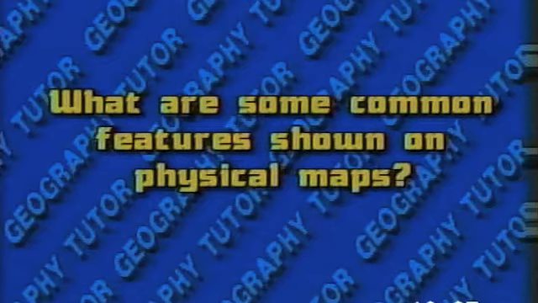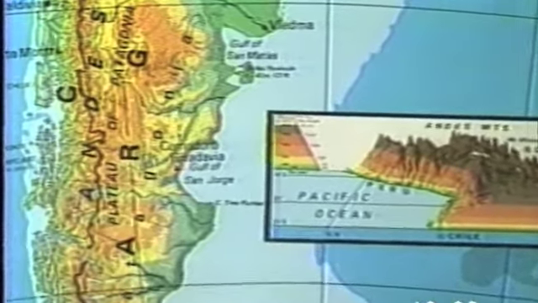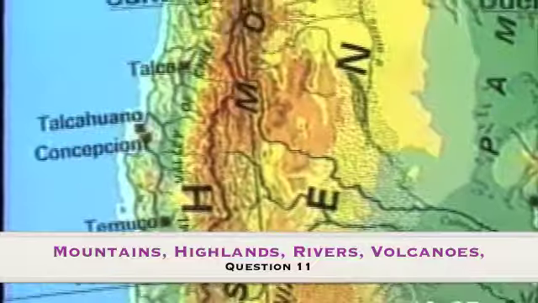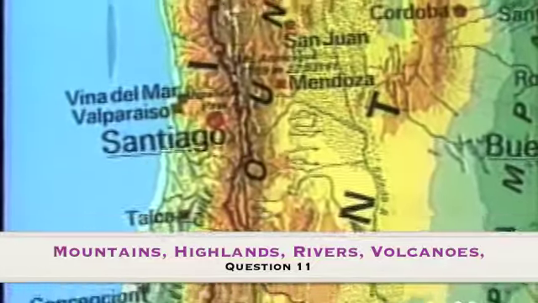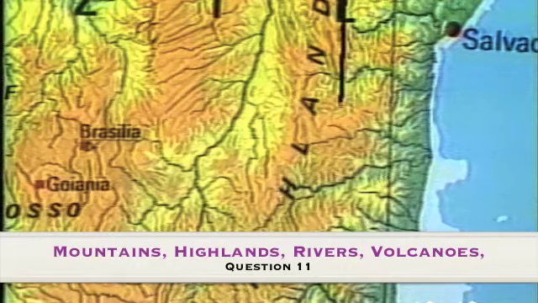What are some common features shown on physical maps? Let's look at a map of South America. On this physical map, many features are labeled or drawn on the map. On the west coast, you see that the Andes Mountains are identified. The Brazilian highlands are located on the east coast.